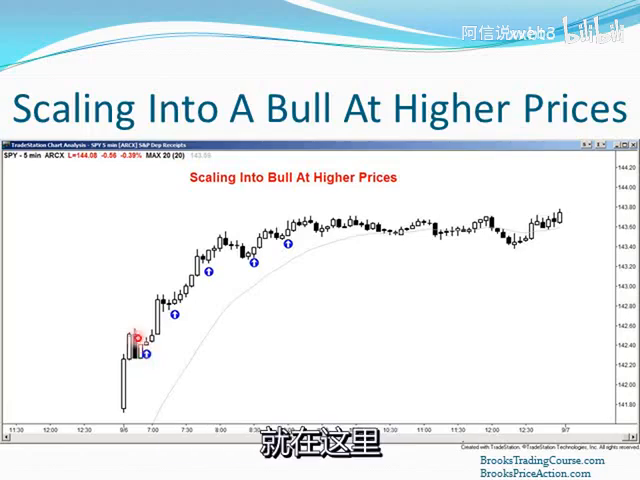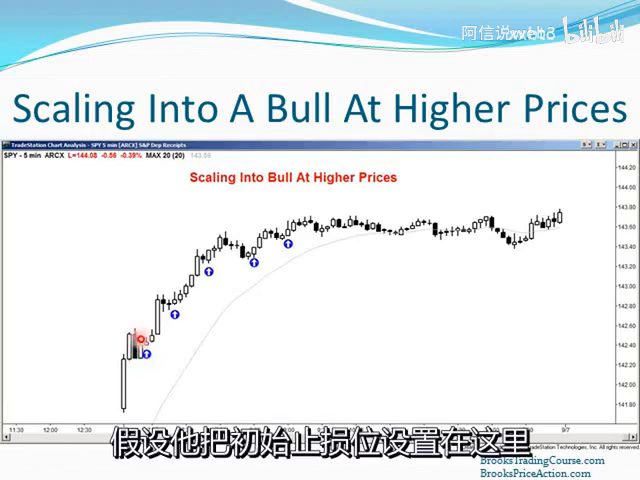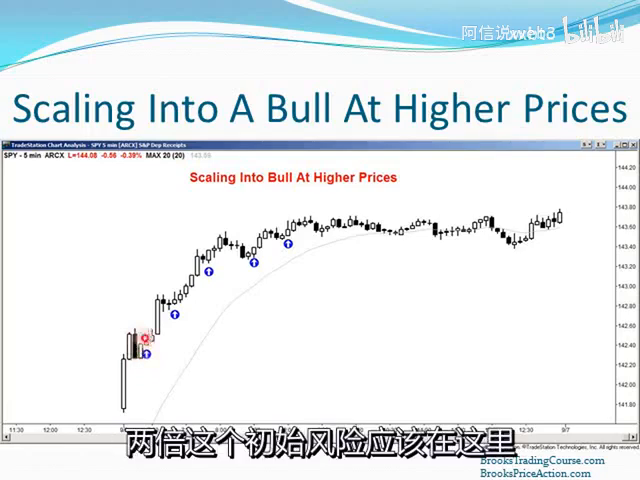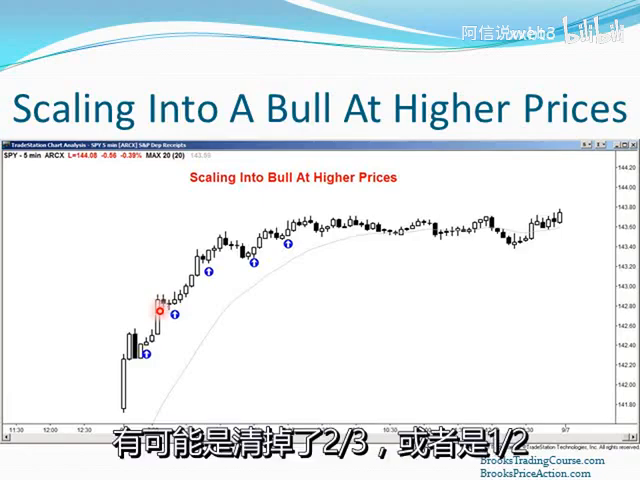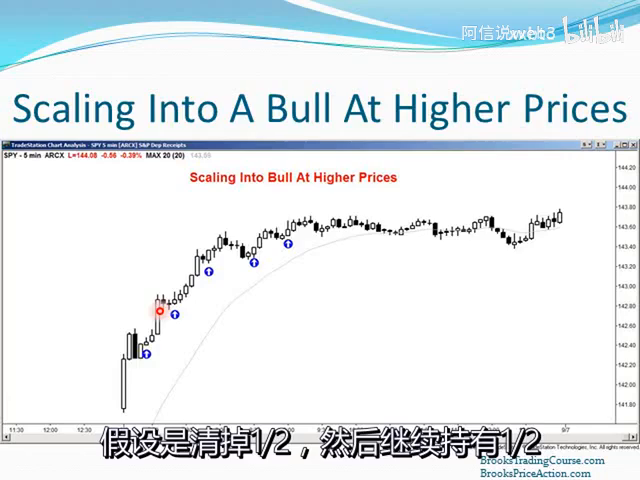His initial risk is below the signal bar and right here. Let's say he used that for his initial risk, 2 times would be up here. So let's say he took his scalp off here and he still has his swing position on here. Maybe he scalped 2/3 or half and swung. Let's say he scalped half and is swinging half.